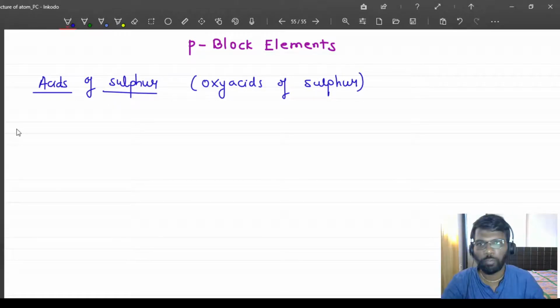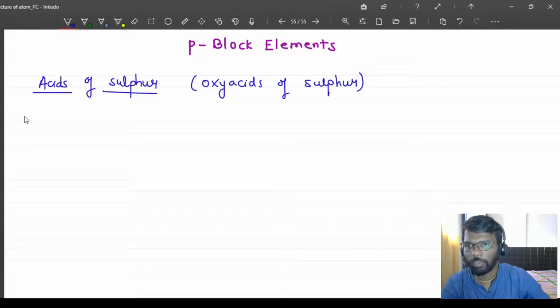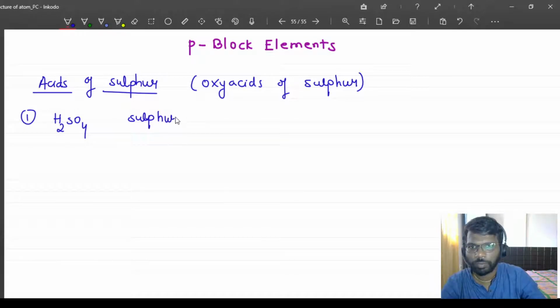First, I will brief up which are the eight acids. The first one is H2SO4. Who doesn't know this, right? This is also known as sulfuric acid, or we call this oil of vitriol.